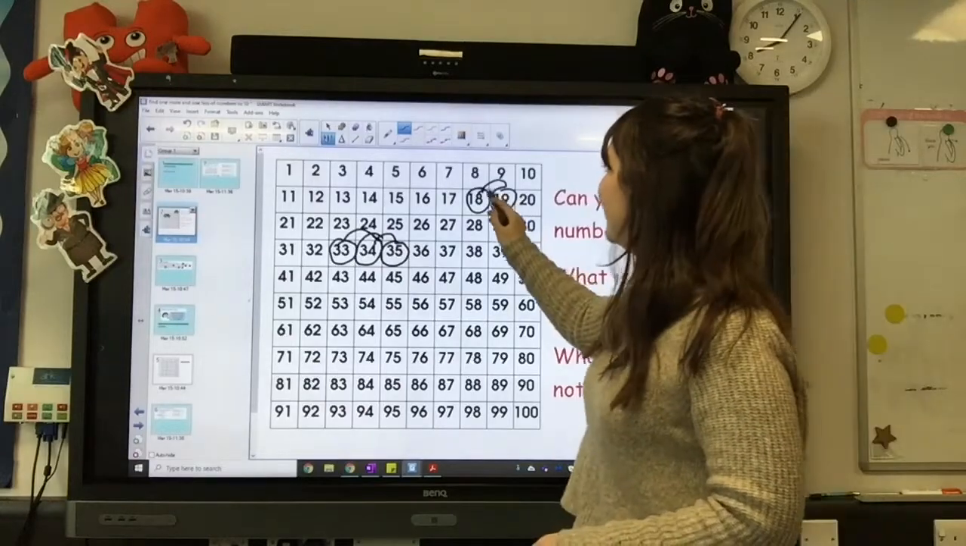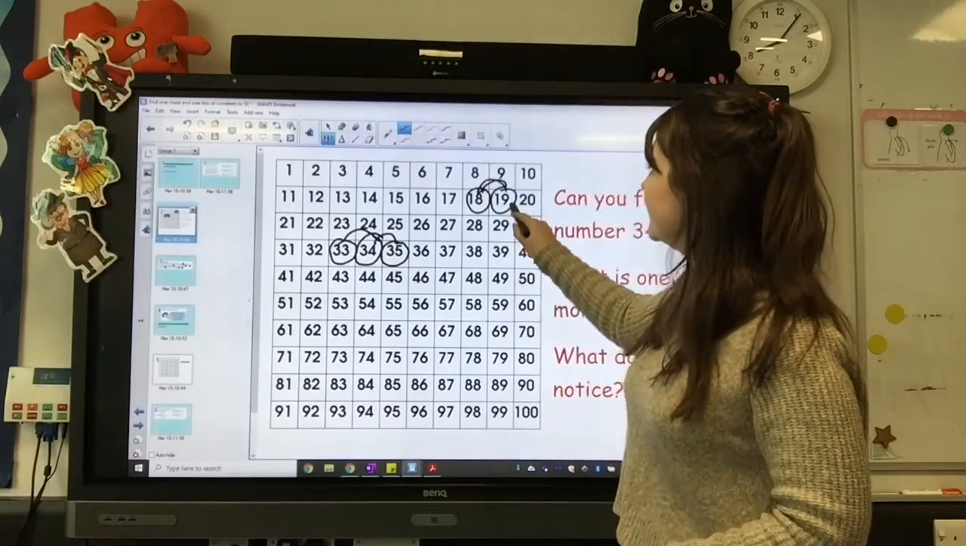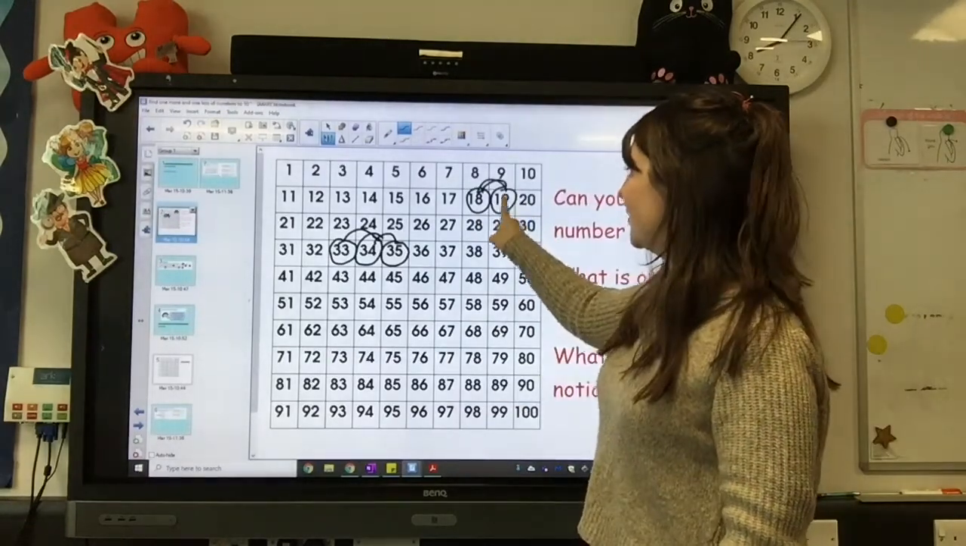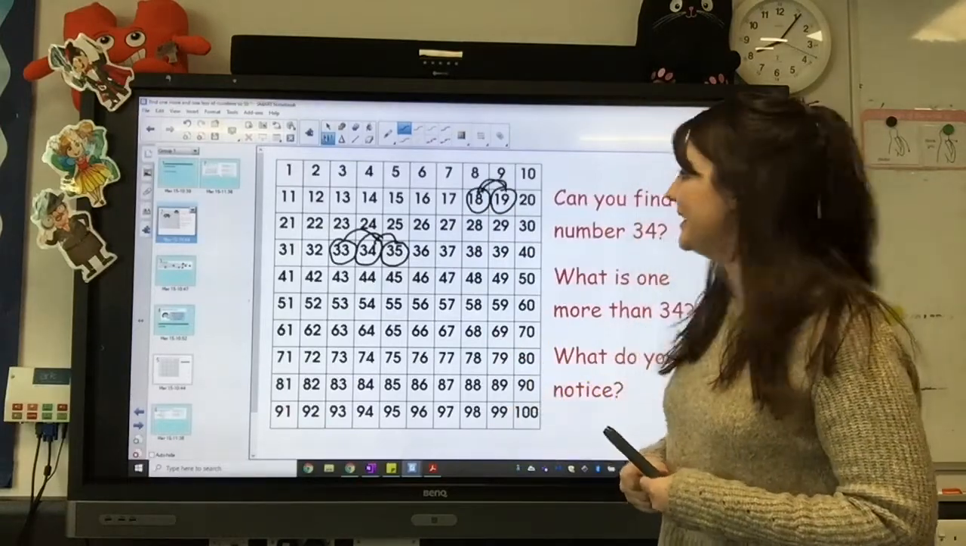If I find one less than 19 and I go backwards, I am taking one of those ones away. 9 subtract 1 equals 8, so 19 subtract 1 equals 18.